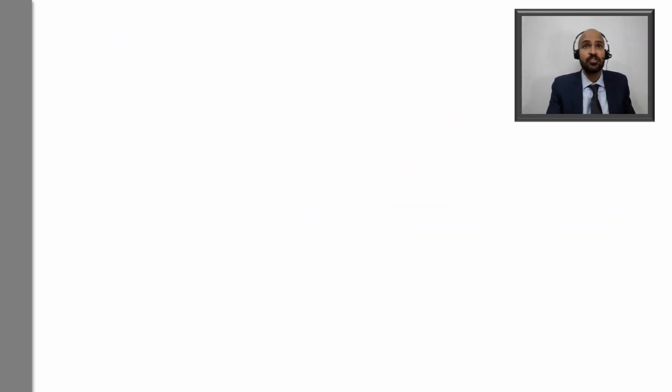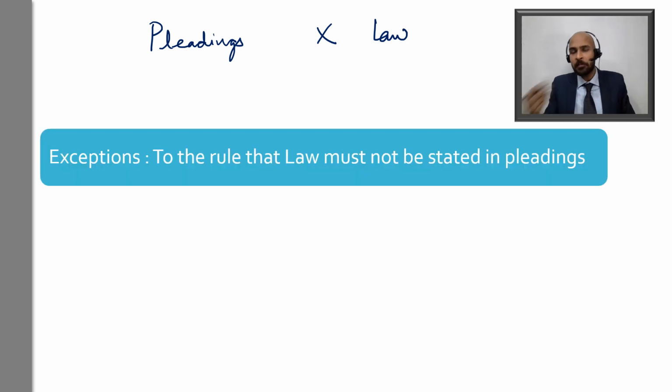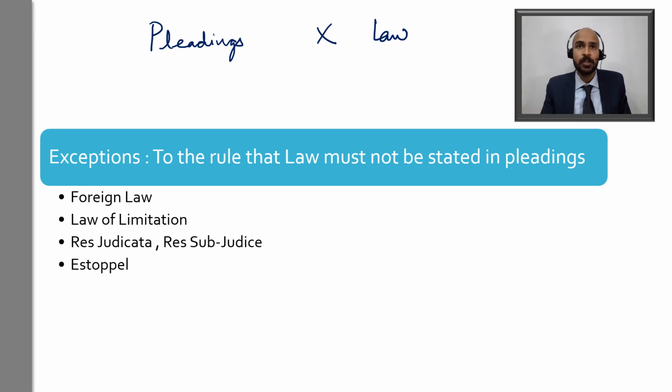So we'd seen that the general rule was that pleadings must talk about the facts and not about the law. However, there are some exceptions that I'd like to discuss with you. These are cases in which the law can be stated in the pleadings. So we'd seen that there's a presumption that the courts know Indian law, but there's no such presumption for foreign law. Therefore, if you're relying upon any foreign law, this may be included in the pleadings.